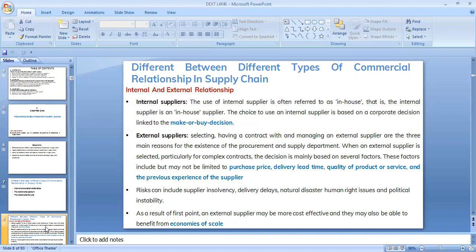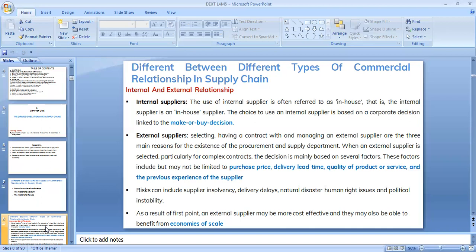When we use the term internal supplier, we are making reference to the internal workforce, like in-house suppliers. That means we are using in-house personnel to achieve whatever we are looking at achieving. We're looking at internal personnel to carry out the service, or internal personnel to create the product. But for us to resolve to use internal personnel, there must first of all be the make or buy decision.